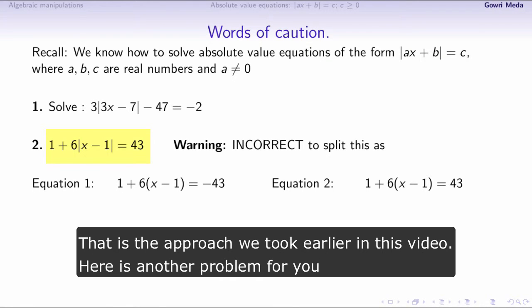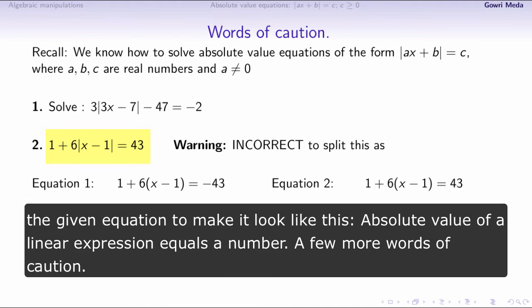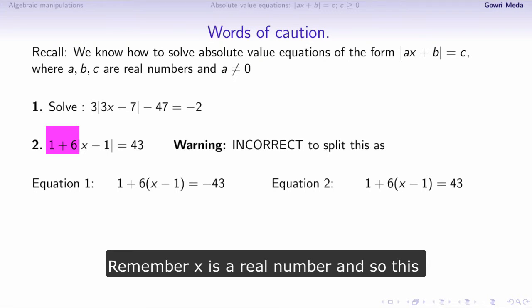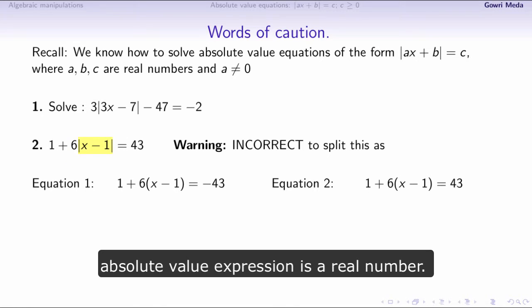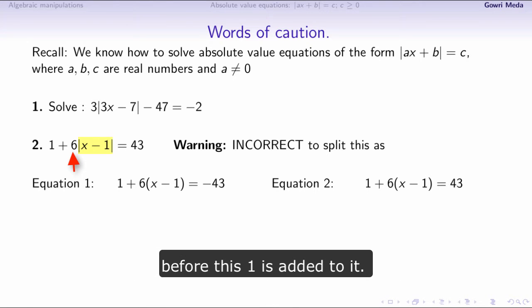Here's another problem for you to try, where you must first algebraically manipulate the given equation to make it look like this: absolute value of a linear expression equals a number. A few more words of caution. Firstly, note that we cannot add the 1 and 6 here. Remember, x is a real number, and so this absolute value expression is a real number. By order of operations, this real number must be multiplied by 6 first before this 1 is added to it.